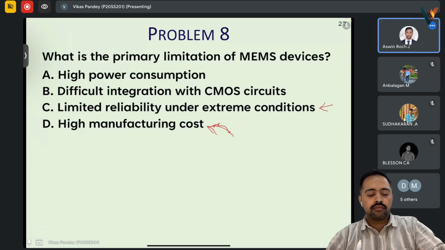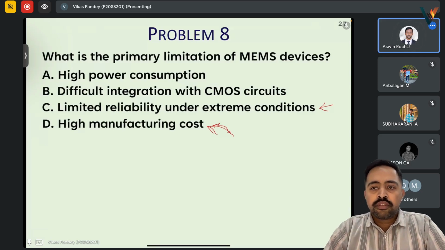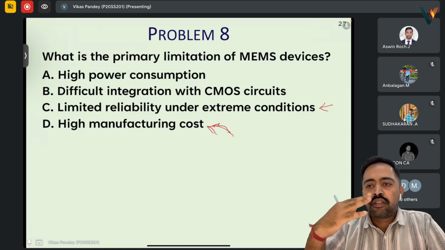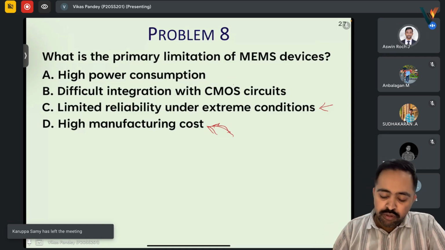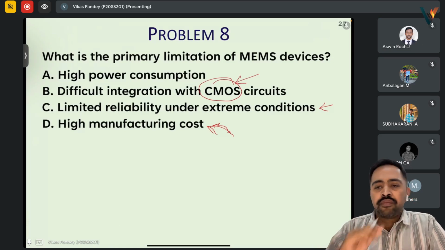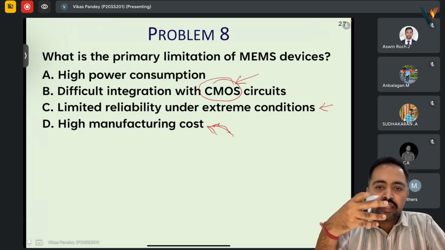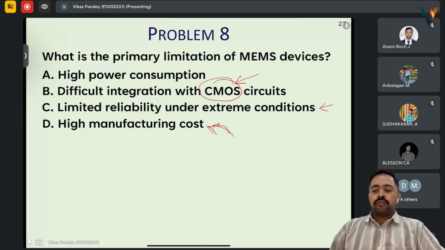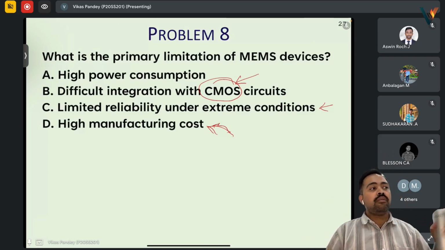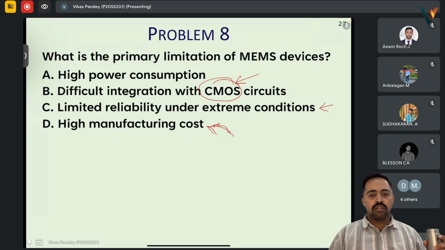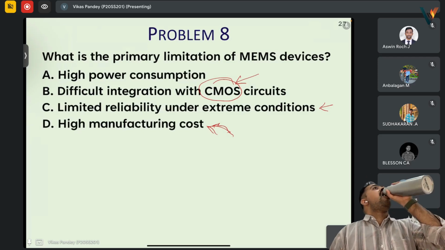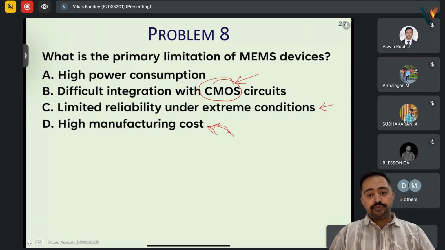Sir, can I know what is a CMOS circuit? Can you speak a bit louder? Sir, can I know what is a CMOS circuit? Okay, CMOS circuit, you can say the existing semiconductor circuits like transistors and chips, like processors and all. Those are CMOS circuits. Yes, any other answers?